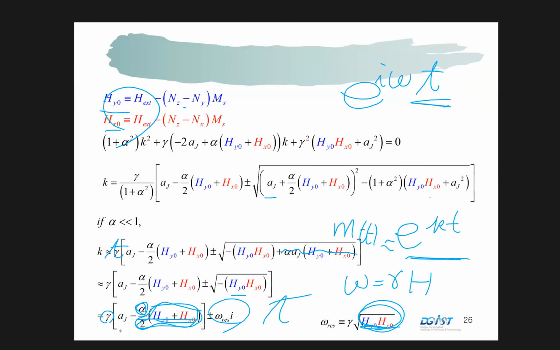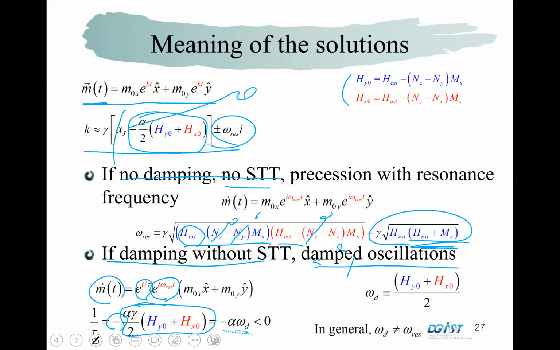With the minus sign, the real part of this exponential term is negative. So they are going to 0. That means the damping, right? Generally, this damping frequency is the average of the hx0, hy0.